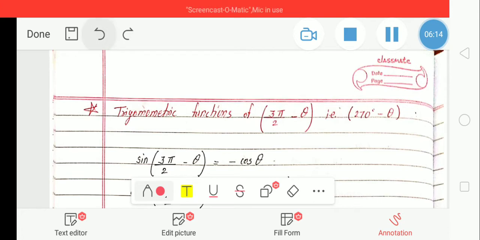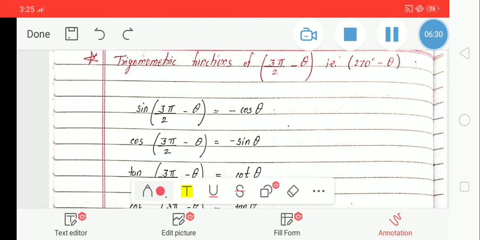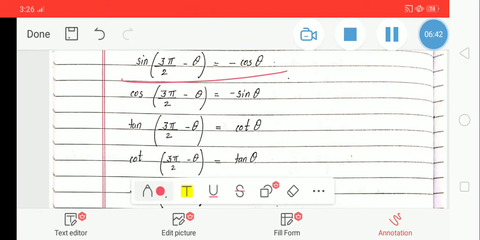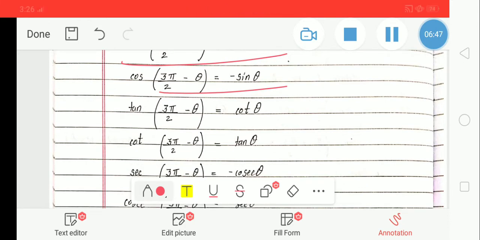Trigonometric functions of 3 pi by 2 minus theta. Here 3 pi by 2 means 270 degree, so 270 degree minus theta. These are all formulae we are proving. Sin of 3 pi by 2 minus theta is equal to minus cos theta. Cos of 3 pi by 2 minus theta is equal to minus sin theta. Tan of 3 pi by 2 minus theta is equal to cot theta.